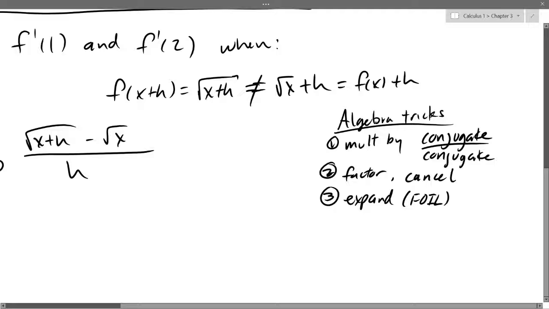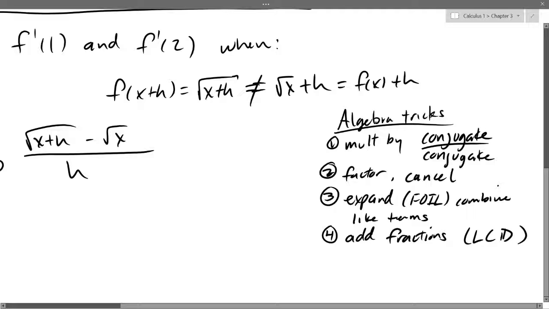And the fourth one, add fractions. And of course, you need common denominator. I'll just write LCD, least common denominator. Generally, the least common denominator is not going to be least. It'll be the product of the two. But you've had to do those problems before. So those are all the four algebra tricks we need.